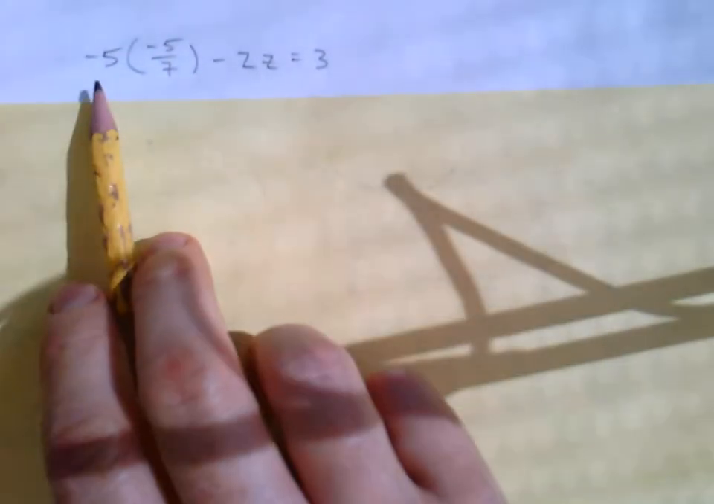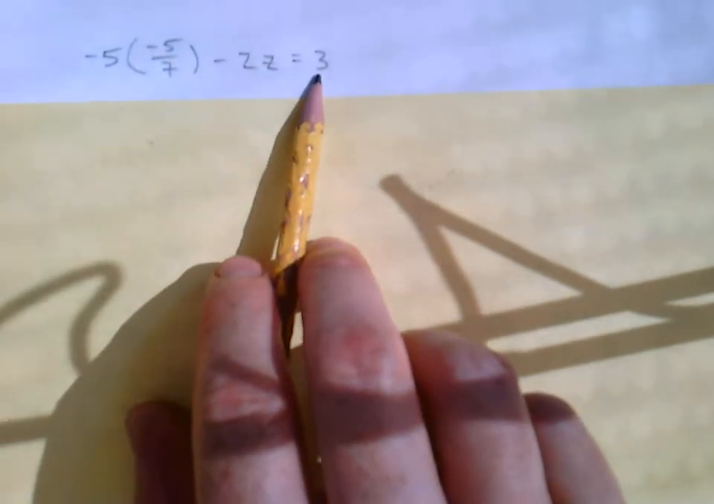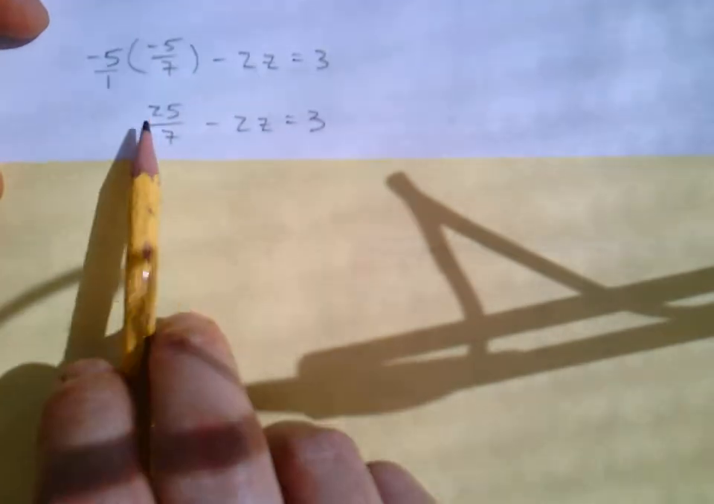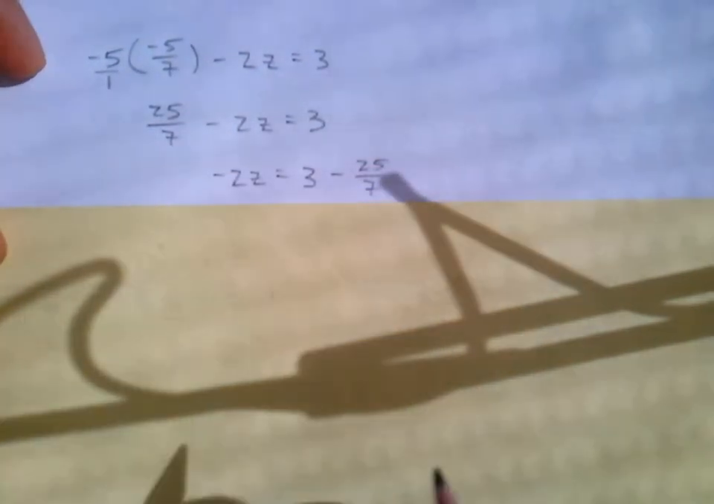I forget which one I picked. Oh, I picked the first of those two. It was negative 5y minus 2z equals 3. I could have picked the second one. It doesn't matter. Plug y in. Let's figure out what z is. Well, let's see. Think of that as negative 5 over 1. That'll give me 25 over 7 minus 2z equals 3. I'll subtract the 25 over 7. So negative 2z equals 3 minus 25 over 7.